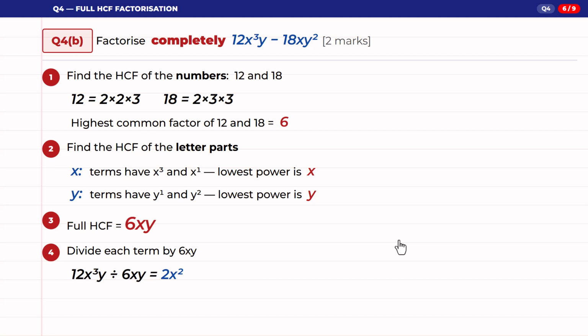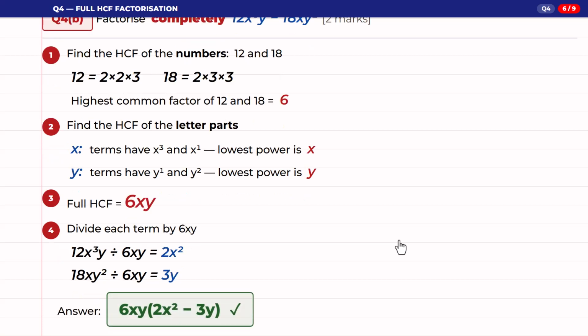Step 4. Divide each original term by the HCF. 12x cubed y divided by 6xy, 12 over 6 is 2, x cubed over x is x squared, y over y cancels. First bracket term is 2x squared. 18xy squared divided by 6xy, 18 over 6 is 3, x over x cancels, y squared over y is y. Second bracket term is 3y. The fully factorized answer is 6xy times the bracket 2x squared minus 3y.